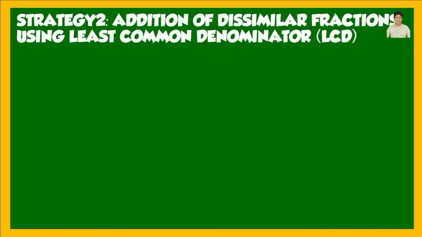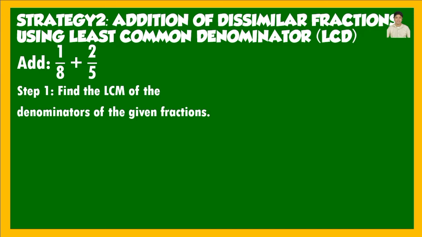So, let us now proceed to the next strategy. So, yung next strategy na ito talagang ginagamit talaga natin traditionally. So, using least common denominator or yung tinatawag nating LCD. So, let's have the given. Add 1/8 plus 2/5. So, as you can see, dissimilar fractions po sila. So, how do we add dissimilar fractions using LCD? Step 1. Find the LCM of the denominators of the given fractions. So, yung LCM, this is the least common multiple.